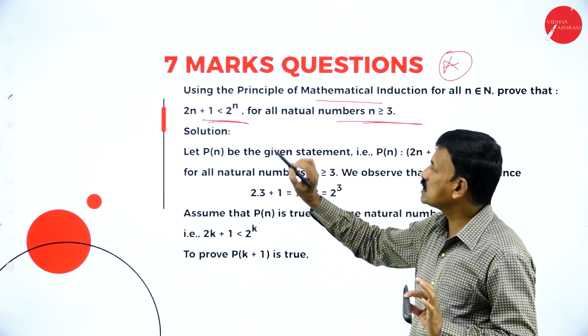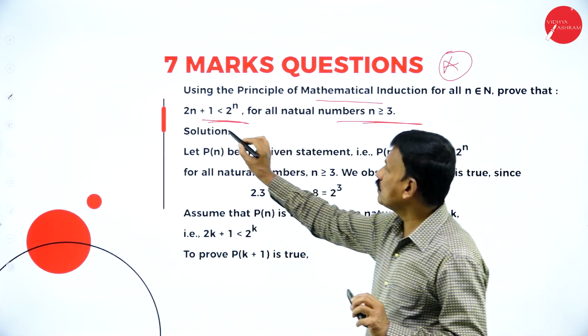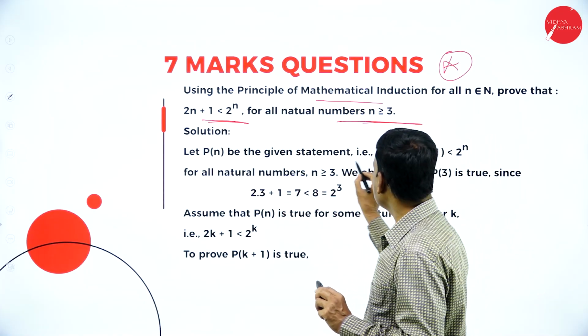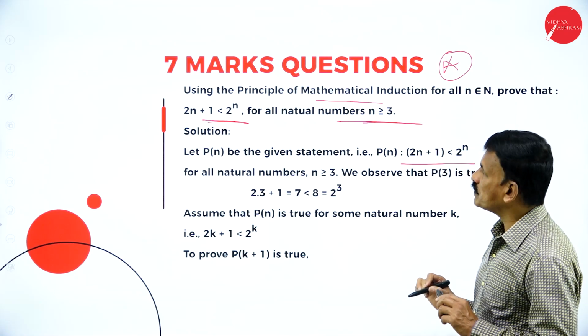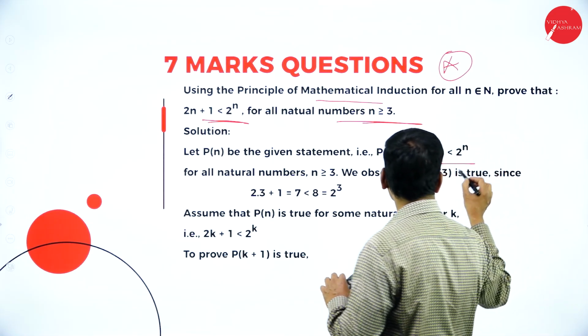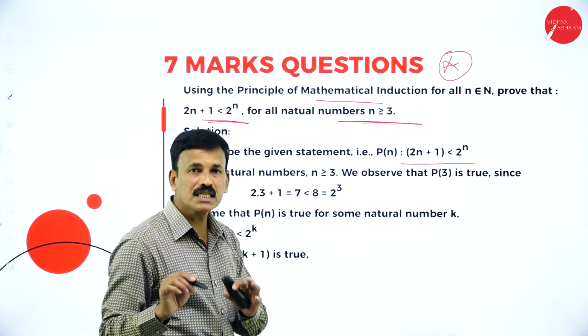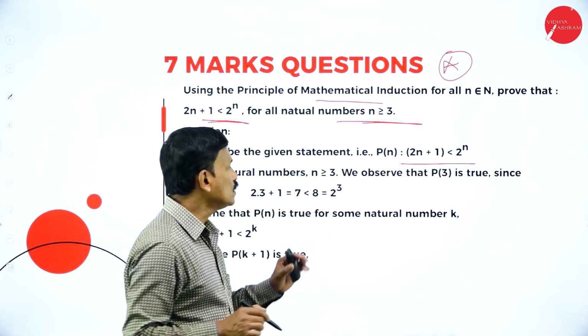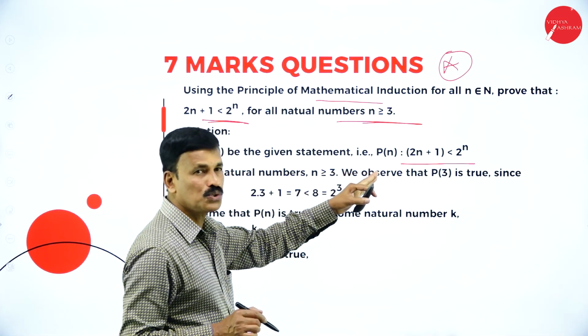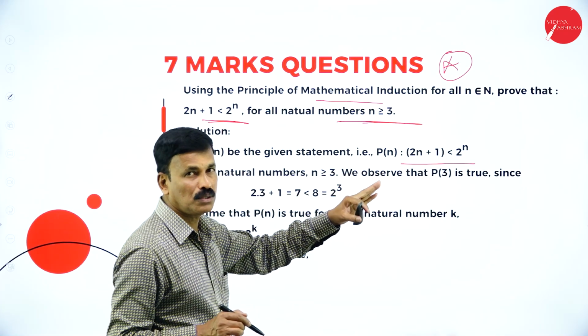Now let us assume the given statement as P of n. P of n is 2n plus 1 is less than 2 to the power of n.